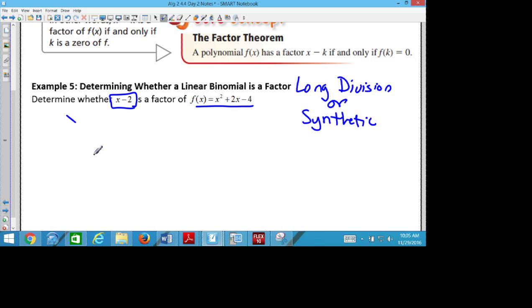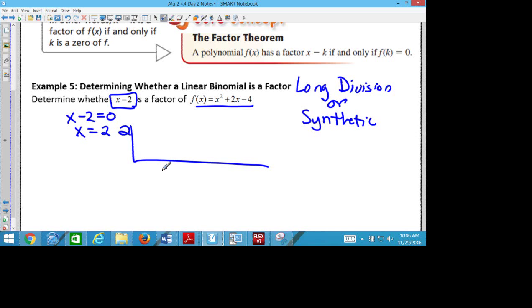So x minus 2, you have to find that k value. You set x minus 2 equal to 0, and x is 2. So you put that 2 outside of the vertical line in the synthetic division. Some of you on that quiz last week, you didn't set it equal to 0, and you have the wrong number here. If you have the wrong number here, everything's wrong.